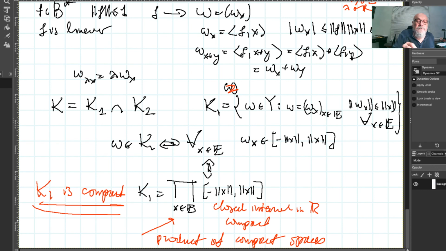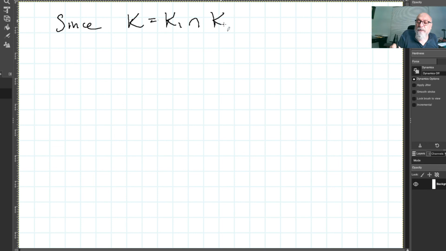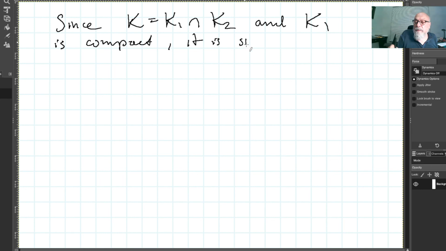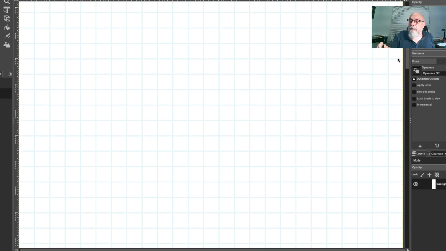So let me go to the next page and point out that since K is equal to K1 intersection K2 and K1 is compact, it is sufficient to show that K2, which I have to define, where did I define it? Oh, I didn't define the K2.